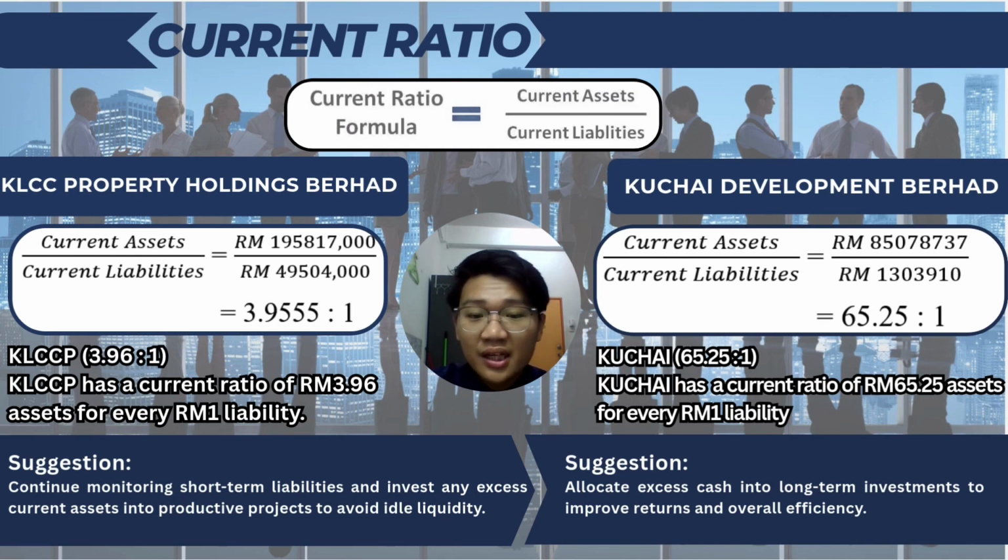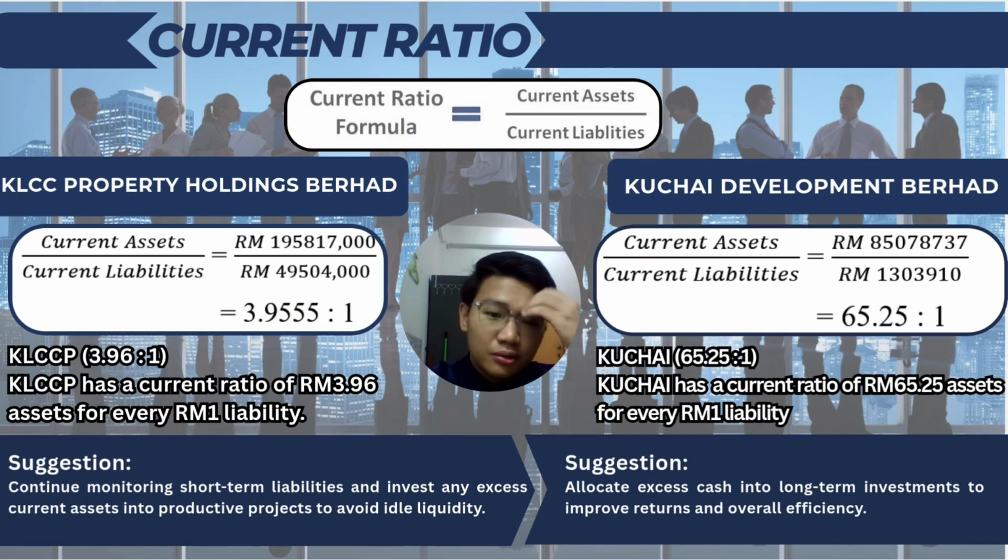For KLCCP, their current ratio is 3.9555 to 1, which means almost 4 ringgit of current assets to 1 ringgit of current liabilities. This shows a healthy and strong level of liquidity for KLCCP. Although it is slightly higher than normal operating businesses, which is between 1.5 to 3, for KLCCP it is acceptable because it is a company that mainly invests in property and real estate. My suggestion for KLCCP is they should continue monitoring their short-term liabilities and invest their current assets into productive or potential economic projects to make sure their current ratio stays at a strong level.